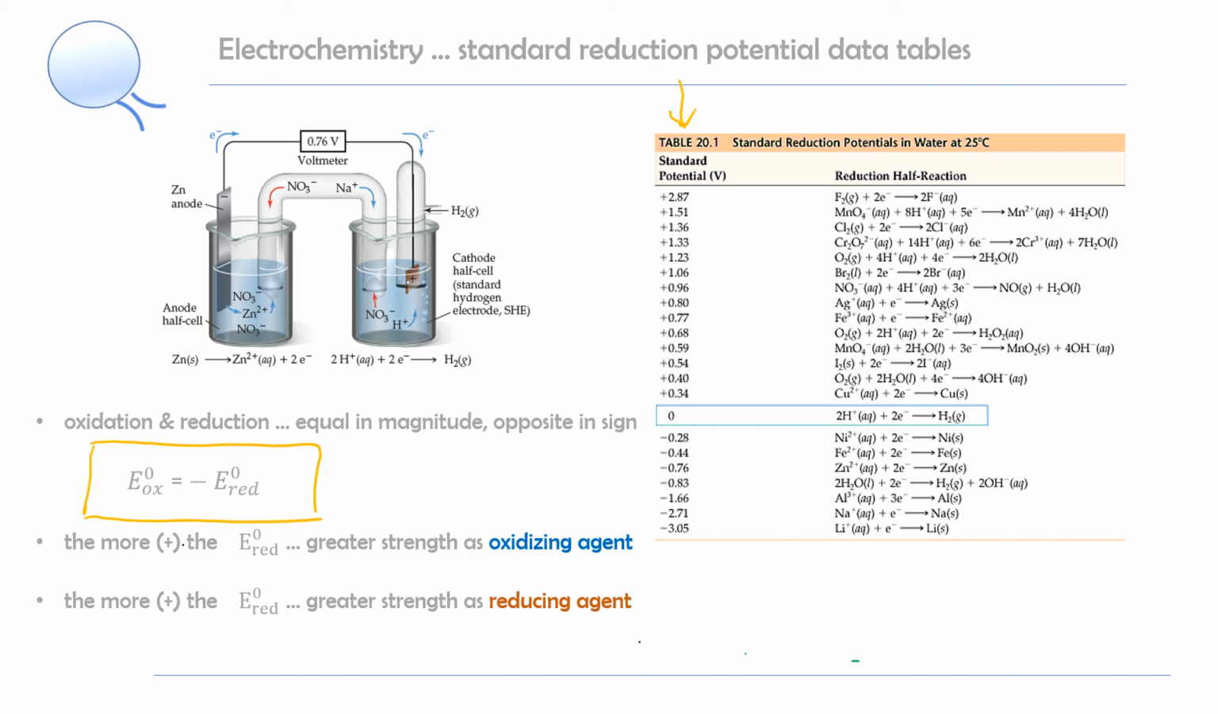Another important thing that this data table does for us, the one that we're looking at is compiled with the most positive standard reduction potentials at the top, the most negative at the bottom. So what that tells us is the half reactions that have very positive values. Remember, the more positive something is, the more spontaneous it is. So these reductions up here occur readily. The more positive the value, the more favored is that reaction. So these substances up here, these are your strongest oxidizing agents.